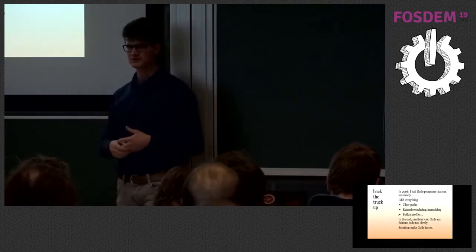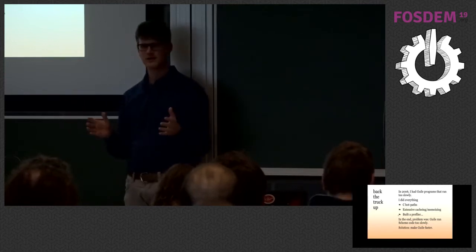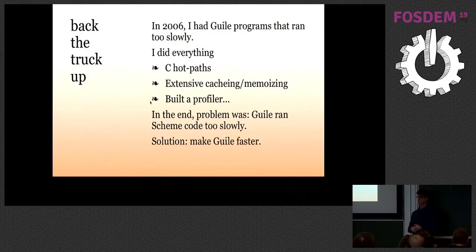So I didn't study computer science. I just had Guile programs that were running slow. This was around 2006. I had audio synthesizers and different stuff. I looked into it, and I tried everything. I would cache results, be very lazy about computing stuff, and see if I needed to do particular things. I built a statistical profiler. In the end, it turned out that the problem with my programs was that Guile simply ran Scheme code too slow, and Guile should run Scheme code faster. That's how I picked up some compiler work that was sitting around unmerged and ended up maintaining the compiler and runtime in Guile.